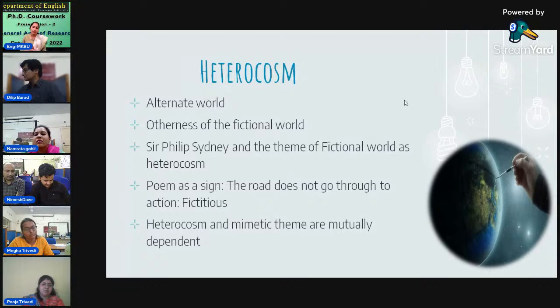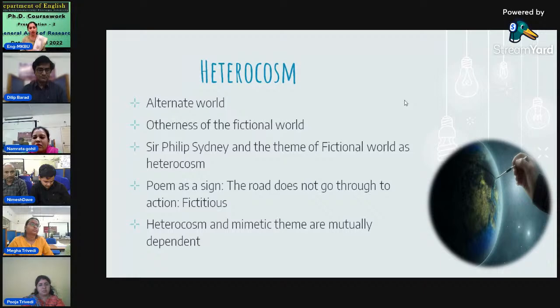And there is a clear demarcation between this alternate world which the artist has created and the world to which he belongs. So after creating the other world, heterocosm, he is also seeking grounding for his own universe, because with comparison, he can understand the world in which he is living.